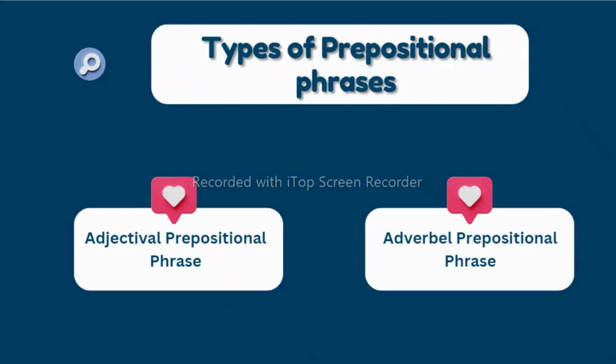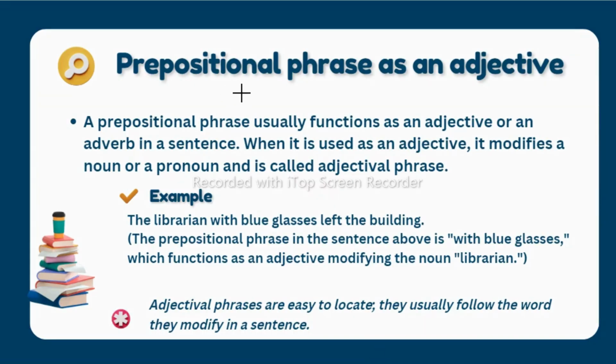Now let's see the types of prepositional phrases. There are two types of prepositional phrases, adjectival prepositional phrase and adverbial prepositional phrase. Now let's see each one in detail. Now, prepositional phrase as an adjective.